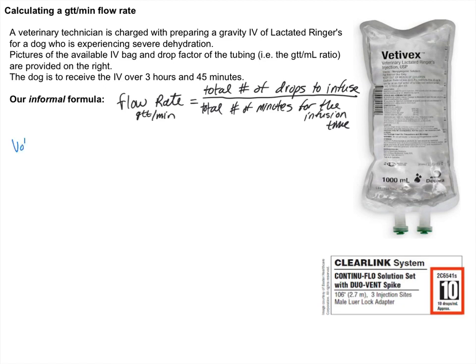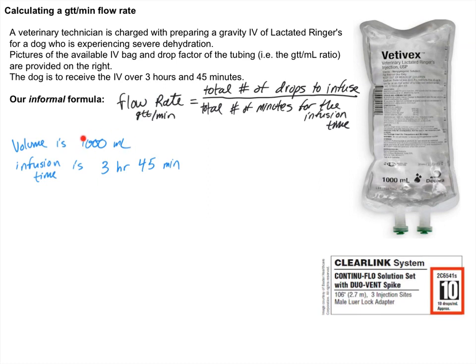I know that the volume of the bag, the volume to be infused, is 1,000 mLs. And the infusion time is 3 hours and 45 minutes. So thinking through a flow rate problem, if we go back to our informal way, how many drops is this dog going to receive, and divide that by the time in which this infusion is going to last, then if I can write that ratio, that will give me the flow rate in drops per minute.